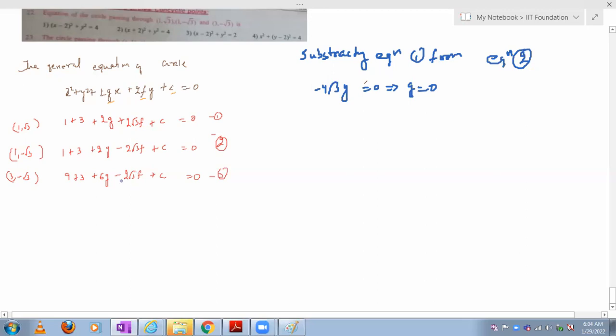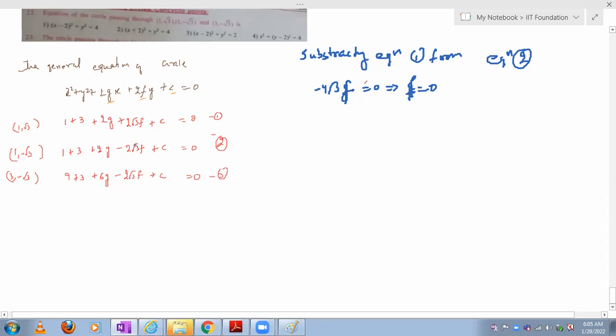Next, here also f only we will get 0. Am I right or not? Correct only? Okay. So in all the cases, this is root 3, this is minus root 3, this is minus root 3 only, right? All the cases, the same thing only. Okay, in this case, here I did wrong. Minus 4 root 3 f. Okay, so this is f. F is equal to 0.